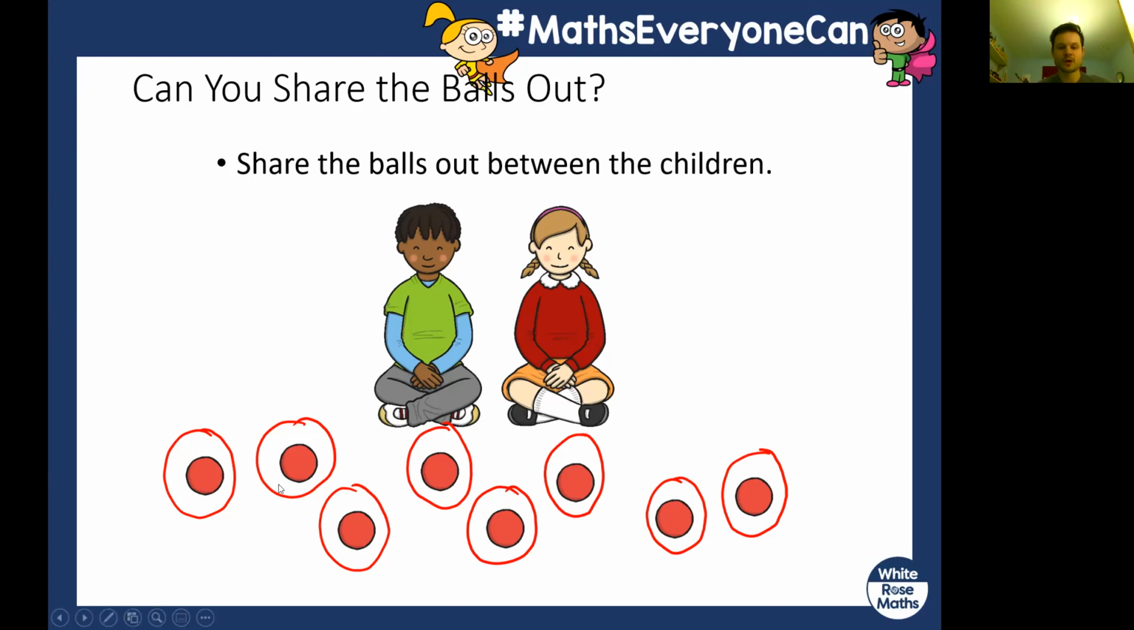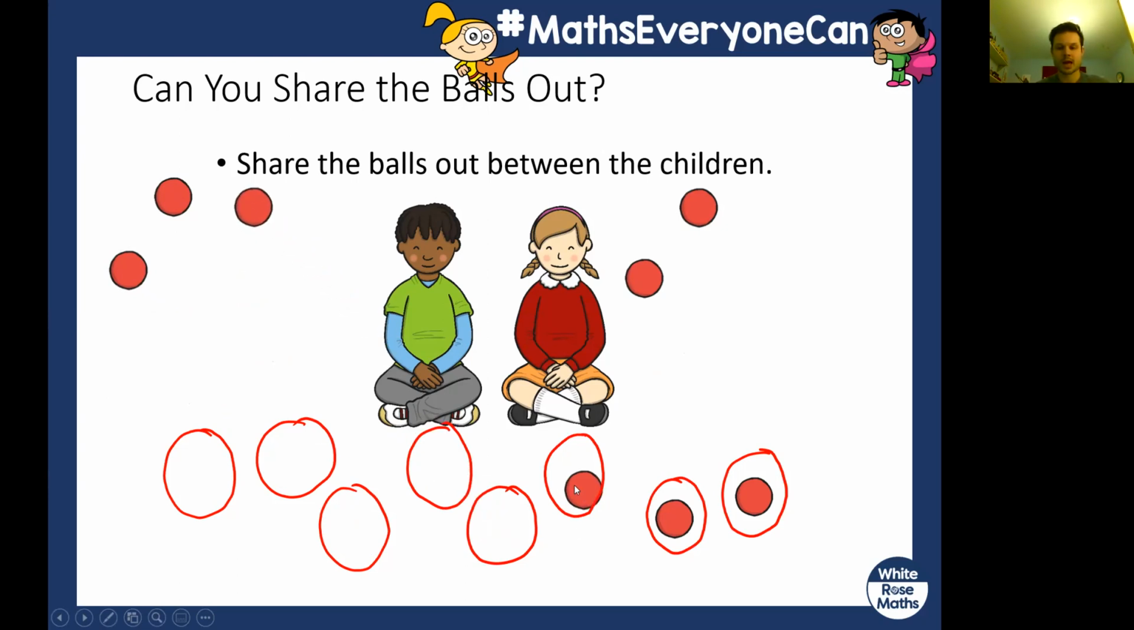So I'm going to click on the first ball and see where it takes us. There we go. So we've got 1 ball to the boy and then 1 ball to the girl. 1 ball to the boy, 1 ball to the girl, another one to the boy, another one to the girl, and 2 more to go. 1 ball to the boy, and where does the last one go? That's right, it goes to the girl. And we need to make sure that they have the same amount of balls each.